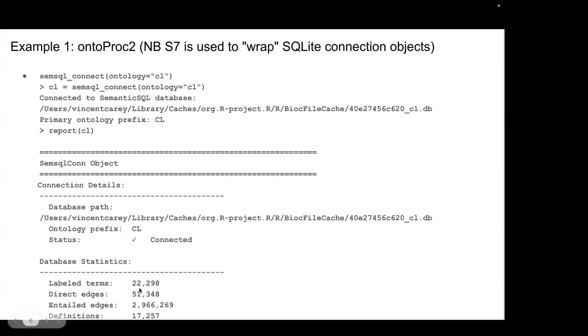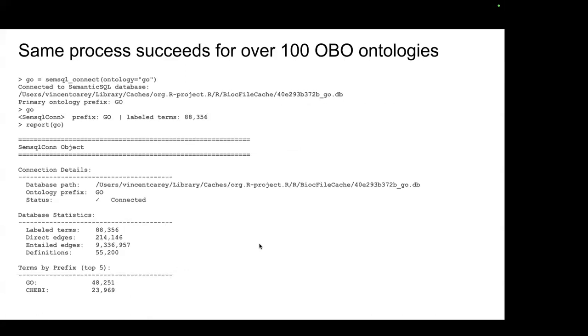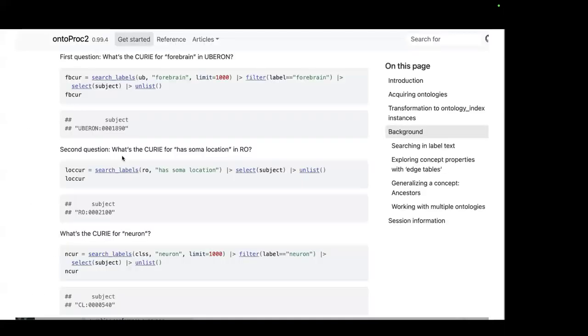It tells you how many different things are labeled. These entailed edges are an important concept. They pre-compute all of the statements that are consistent with the base axioms of the ontology, and they give them to you in SQLite. So that's all very valuable. And I showed you what? Cell ontology. Gene ontology has 9 million entailed edges, they call it, and 88,000 terms. So if you use this semantic SQL connect with the ontology Go, you get this object. And then we can use different ontologies together.